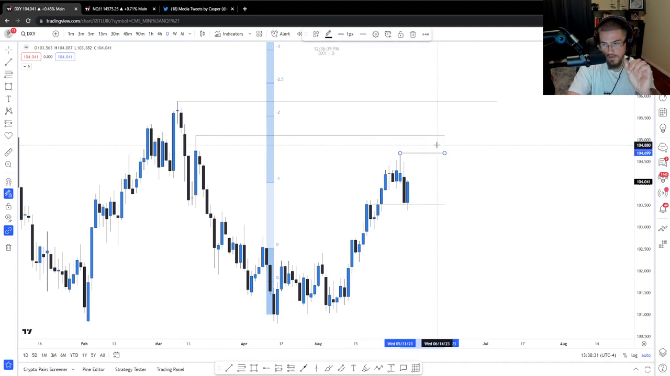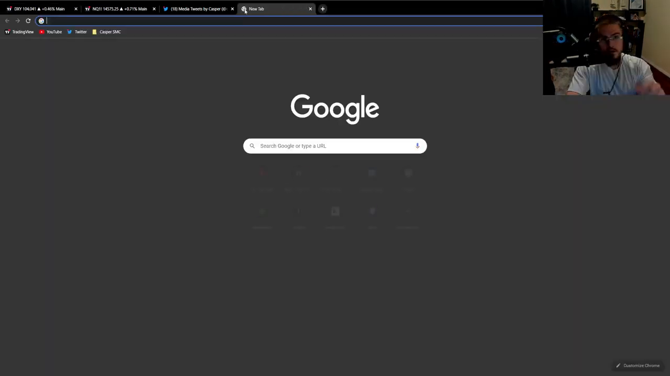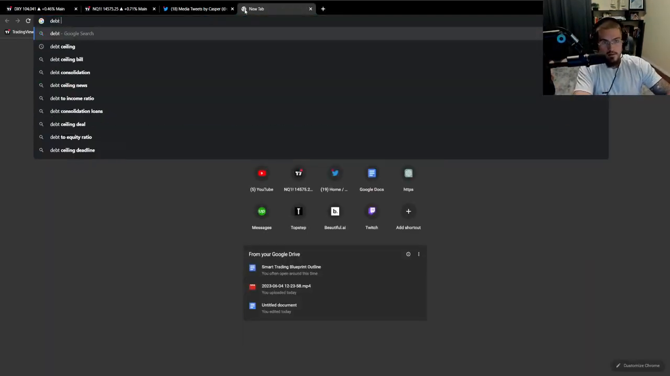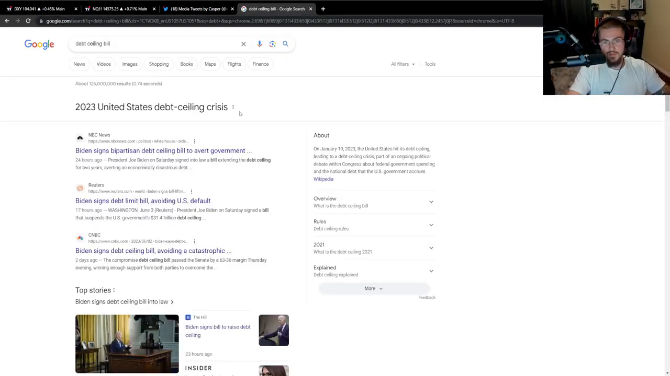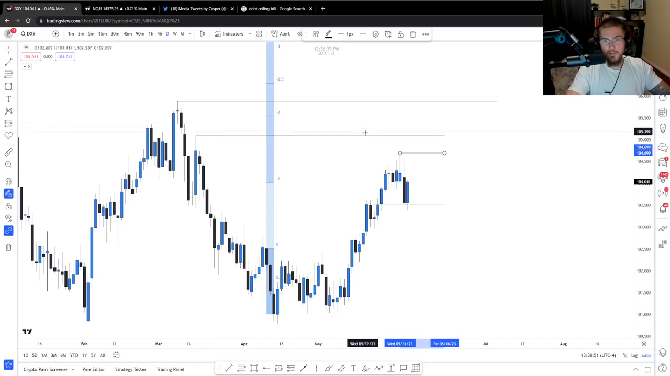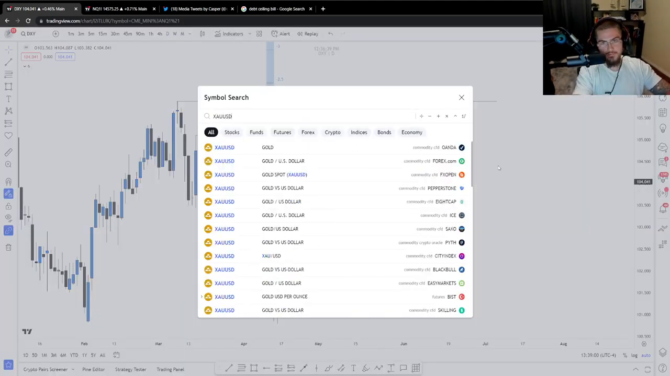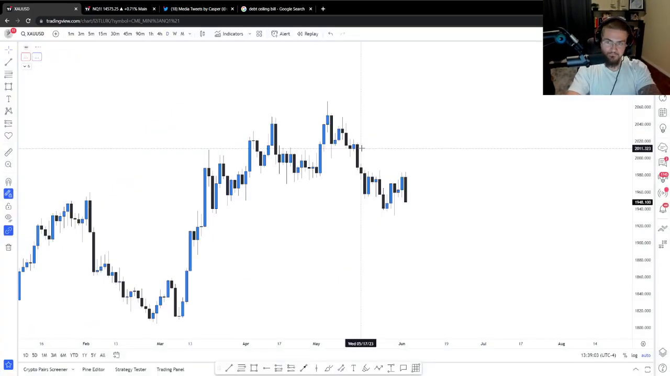Also, here's another thing you guys gotta remember. The debt ceiling bill. I would imagine that tomorrow it could be priced in. Do not go in here and try to trade based on this. But I would imagine that when this opens up, we're going to see something. We're going to see movement. So just be very mindful of that as trading anything.